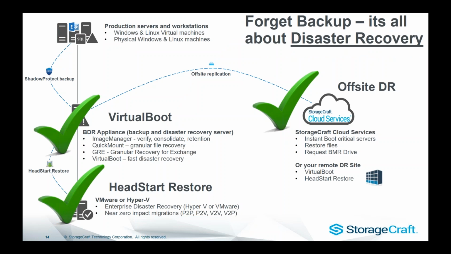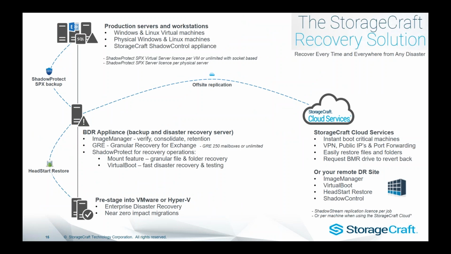So, the key thing is forget about just a backup product. Look at a disaster recovery solution and how you would architect that. As I've touched on with the licensing, you just need to focus on the ShadowProtect physical, virtual, and socket models, whichever is best suited. And then the Virtual Boot, the HeadStart Restore, and the replication are all included at no additional cost.